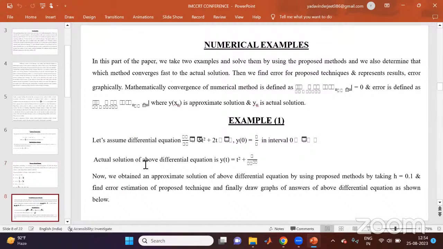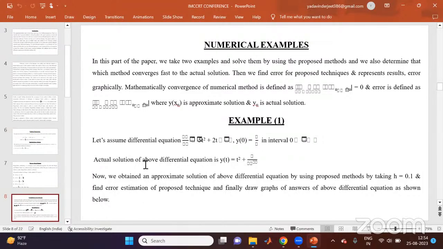In this paper, we take two numerical examples. Both the examples are solved by the modified Euler technique and the Runge-Kutta technique, and we also find the solution of the selected differential equation that is actual.